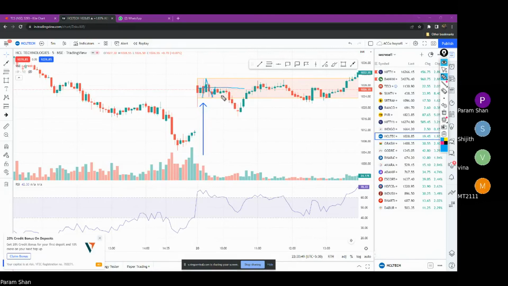Volume started drying up. And look at the RSI. RSI started going down. Price is at the same stage, but RSI is down, right? It is highly possible price will fall down. So since it is highly possible, do we have to really wait here? No need to wait. And we can mark these lines.